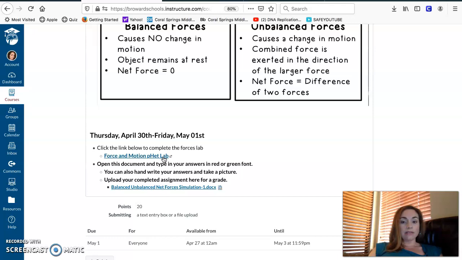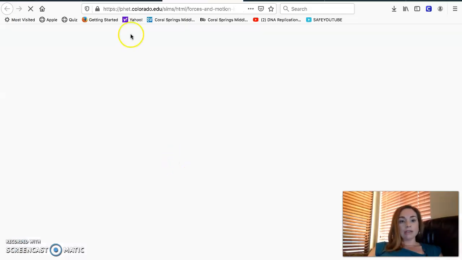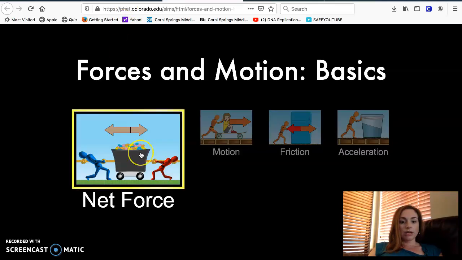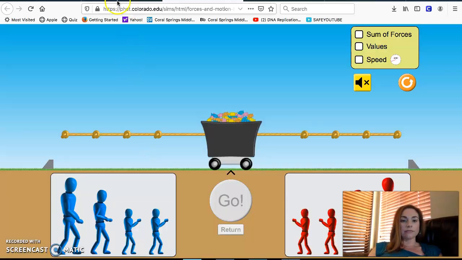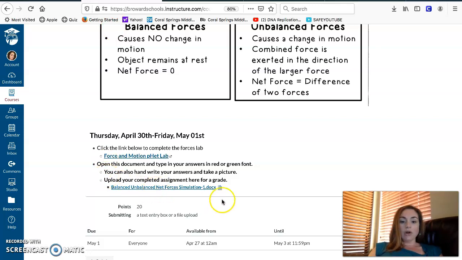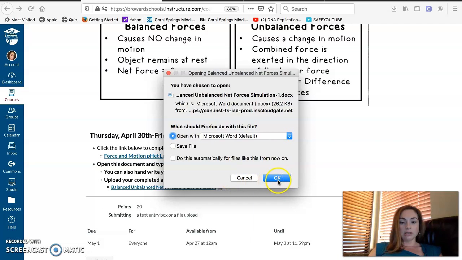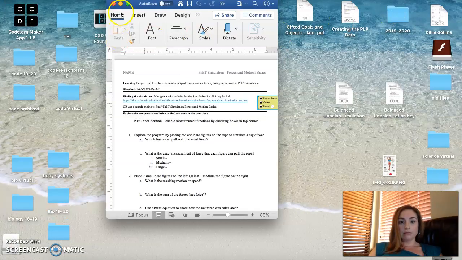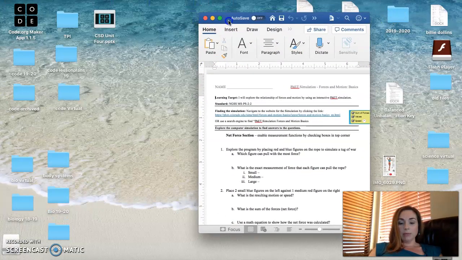First of all, it's a PhET lab, which we've done in class before. The last one we did was light and color. I'm going to click that to open that up. And we're going to do this one right here, net force. And you're also going to want to open up the document, which is the lab report. You want to save it somewhere and open it up as you download it. And now you'll be able to type on it.